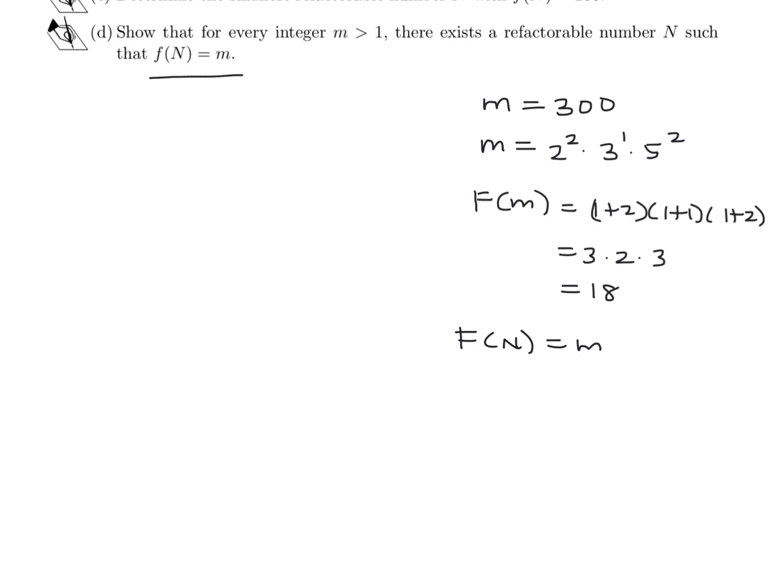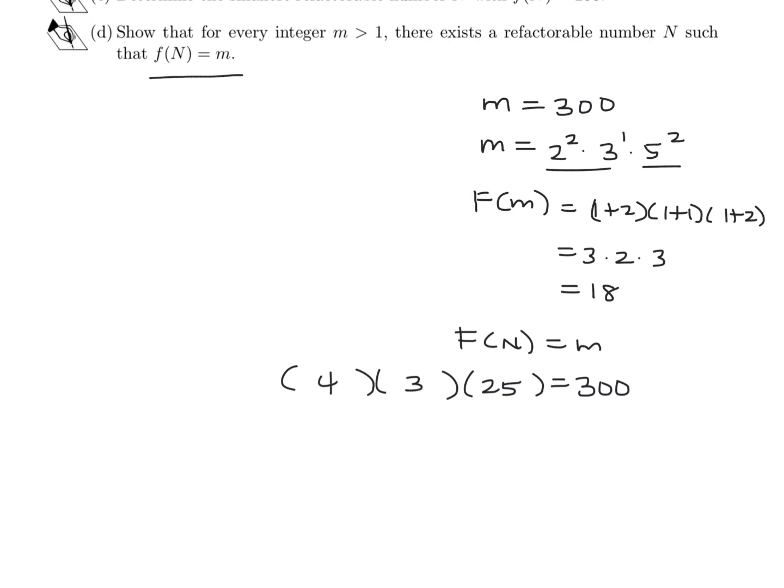So we have to think a little bit differently now. If f at n is equal to m, and m we figured out was 300, we have to figure out some scenario where you have some numbers that multiply to give you 300. I'll just keep it simple and use these: 25, 3, and 4.